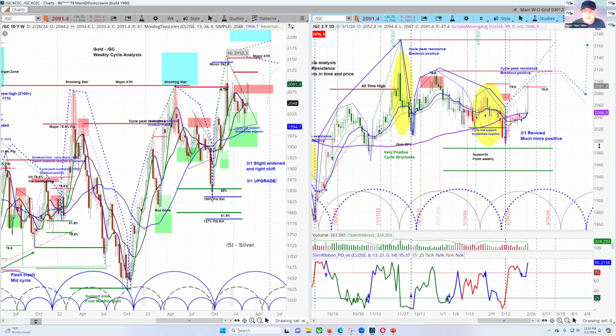This is turning into quite a bullish condition. Once this daily turns green over here on the Slim Ribbon PO and the Slim Ribbon then begins to widen, that will be an indicator that this could be an upside runaway. Bullish intermediate conditions here in the gold market.